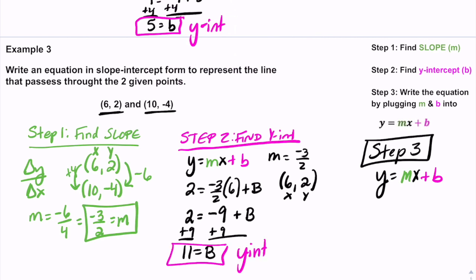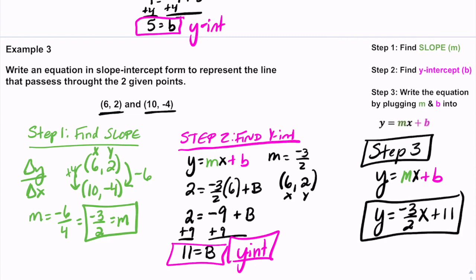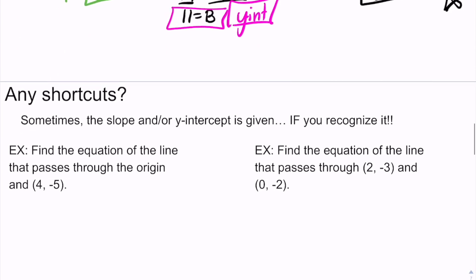And at that point, we're ready to write our equation. So y equals, plug in our m. That was negative 3/2 x, and then for plus b, it's a positive 11, so we're going to write plus 11, final answer.